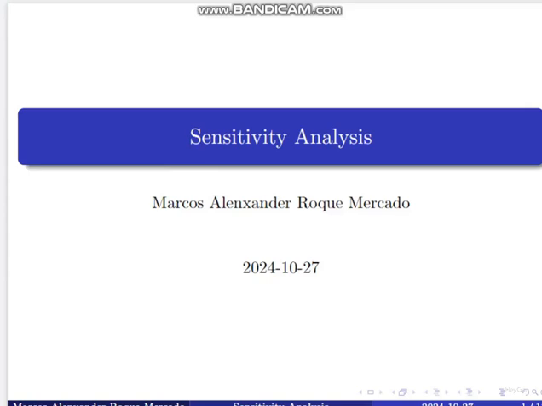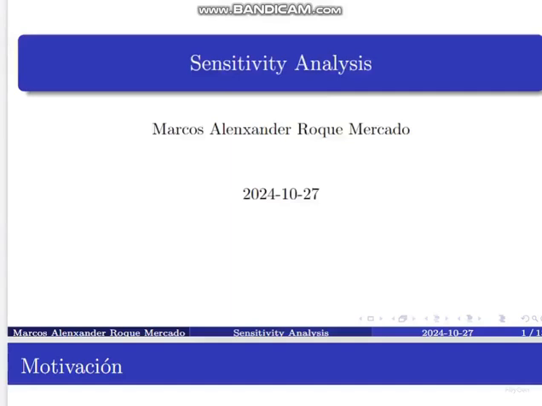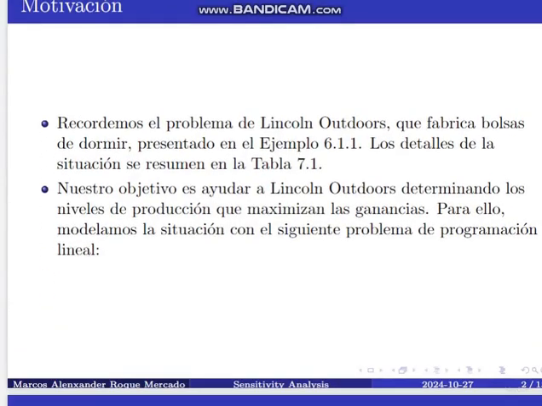Well, we will start by explaining the topic in this slide, which would be motivation. In this section, we will recall the problem of Lincoln Hall, a company that manufactures sleeping bags. The example we are going to review was presented earlier in example 6.11. Our goal is to help Lincoln Hall determine the production levels that maximize their profits.